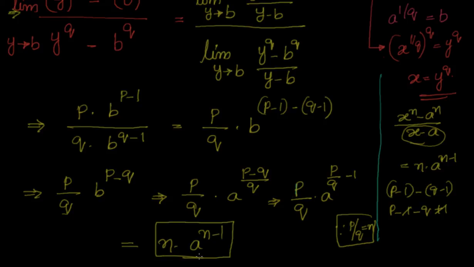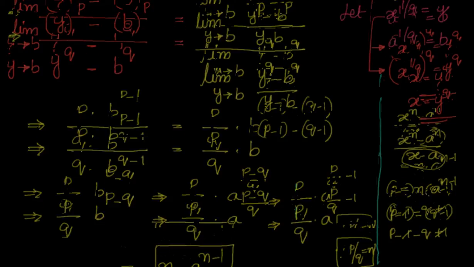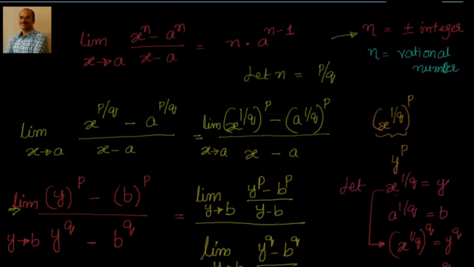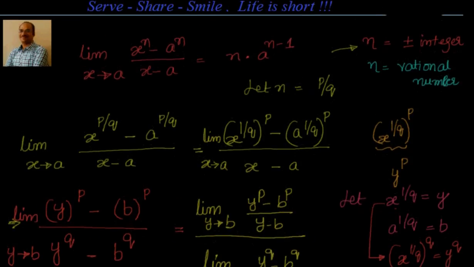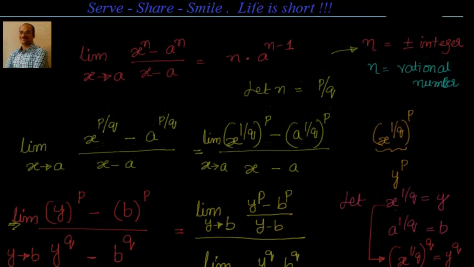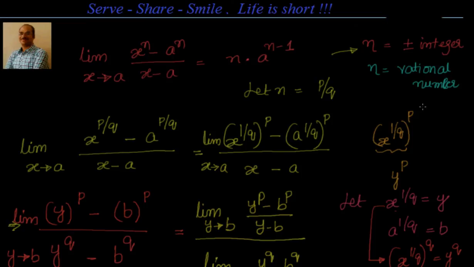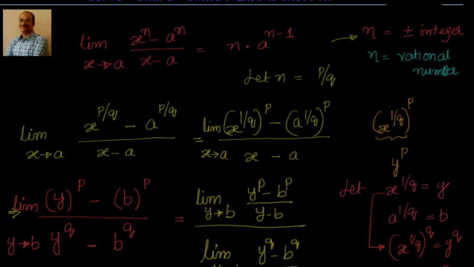So we have successfully proven that even for rational numbers, the x to the power of n minus a to the power of n by x minus a, for either positive integers or negative integers or rational numbers, the formula holds good. Now let us just try to summarize before we do a couple of simple examples based on that.